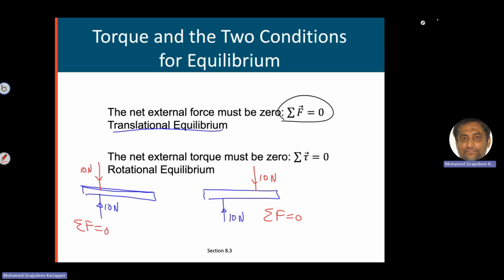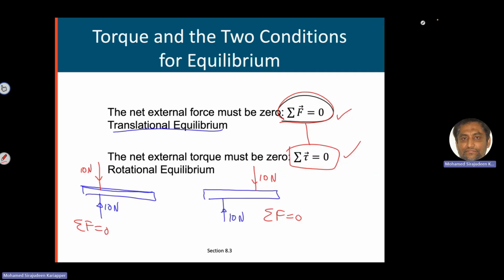But is it in equilibrium? Try. You apply like this, it is in equilibrium. You apply like this. It's not in equilibrium, right? This one, net force is 0. This one is also net force 0. But this one is in equilibrium, that one is not. There is something, this condition is not enough. We need to have this also. Both of them have to be satisfied.